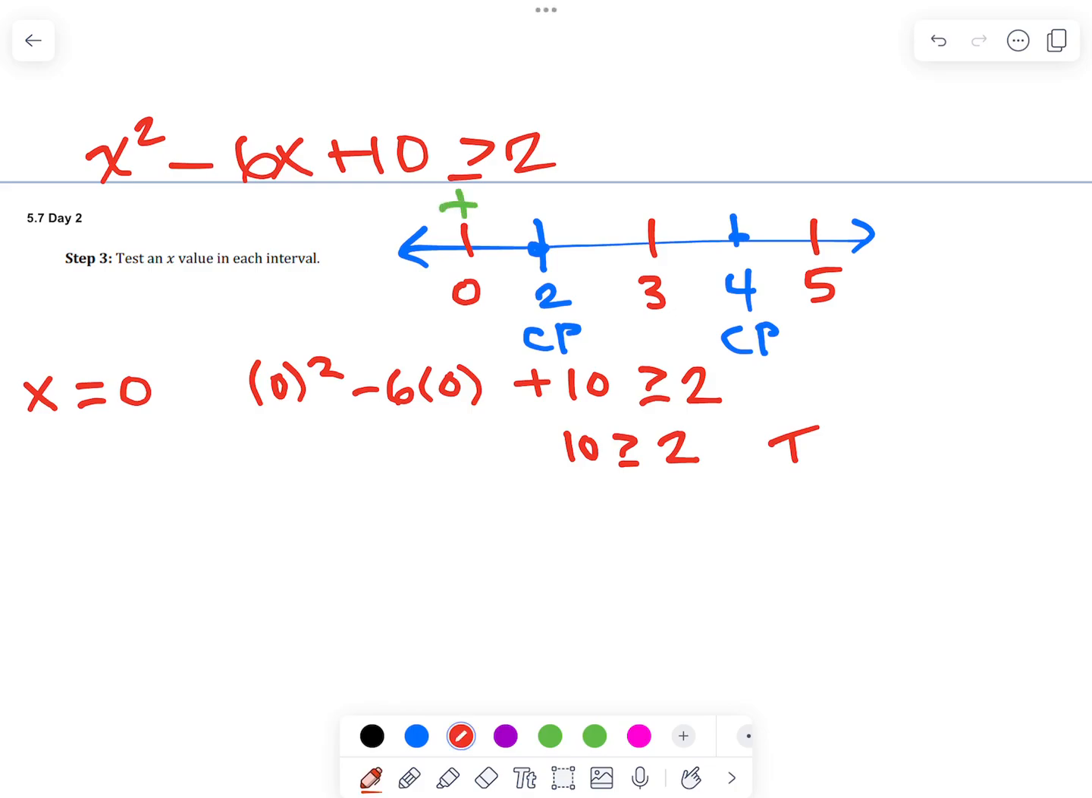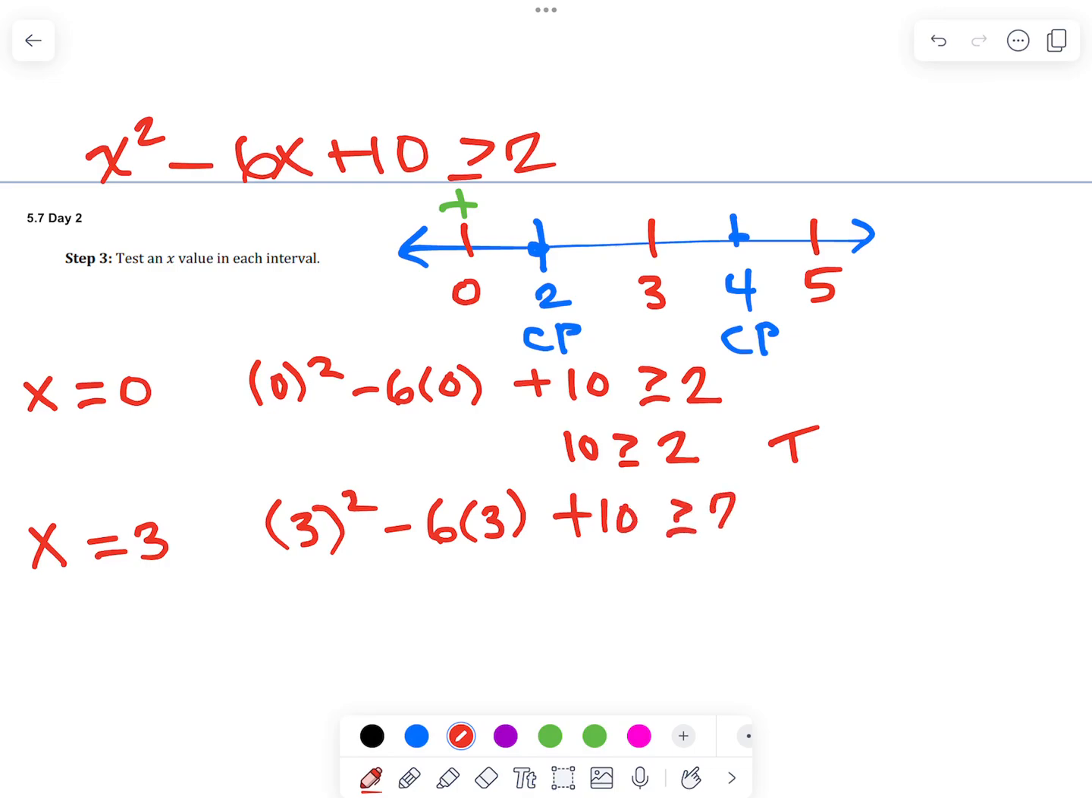Then we substitute a number in between 2 and 4. So I chose the number 3. And then we simplify it, and we get 1 greater than or equal to 2. Is that true? Is 1 greater than or equal to 2? No, that's false. So this interval is all false, so it's a negative.